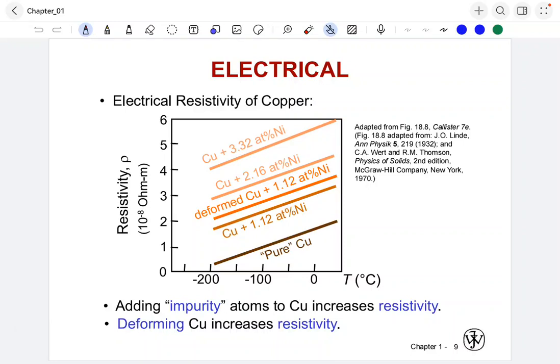Electrical. Now, the electrical resistivity of copper. This is an example where we can see that the more impurity atoms you add to the copper, the more it will increase resistivity.